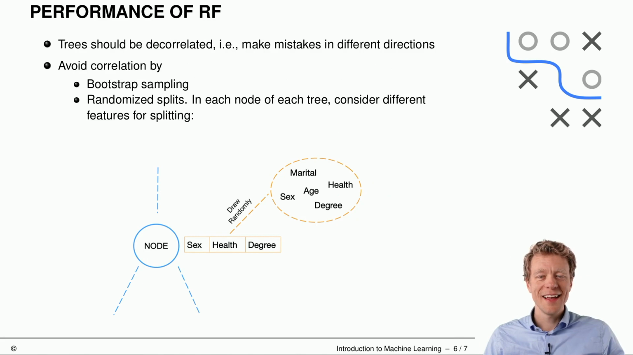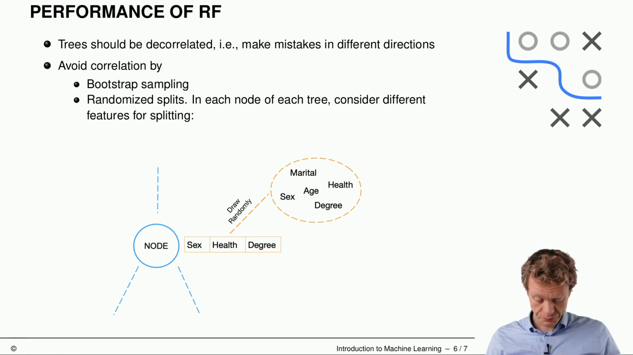Now the second trick I told you about on the slide before. What we try to do is decorrelate the trees. We have different trees now, so different votes, let's say, and each of these trees makes mistakes, of course. But we want those trees to make different mistakes, because if each tree makes a different mistake, we can get rid of this problem by averaging out over the predictions of all the trees. But if all the trees make the same mistake, then averaging doesn't help at all. So we avoid this correlation by 2 things: the bootstrap sampling, so drawing with replacement from the training data, and randomizing splits.